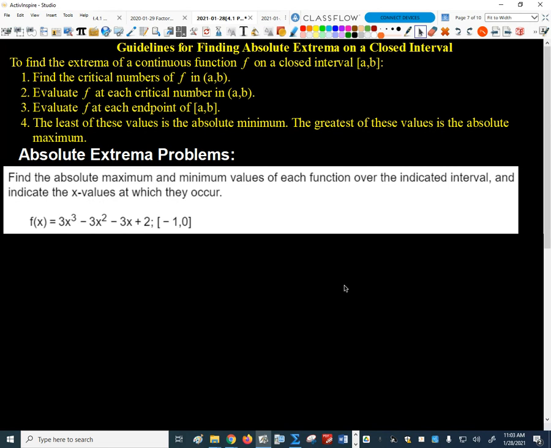Here they give us a function, f of x equals this polynomial, 3x cubed minus 3x squared minus 3x plus 2. And we're looking at this on the closed interval from -1 to 0.